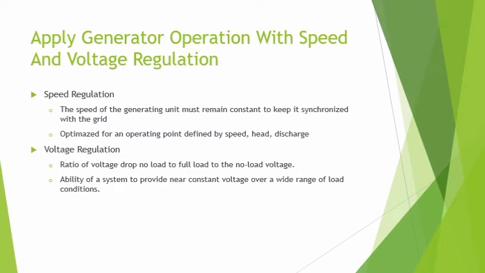Apply generator operation with speed and voltage regulation. In hydroelectric power plants, the speed of the generating unit must remain constant to keep it synchronized with the grid. Usually, hydro turbines are optimized for an operating point defined by speed, head, and discharge. At fixed speed operation, only limited deviation of head and discharge is allowed. In variable speed turbines, the allowable range of variation of hydraulic magnitude is enlarged, giving rise to significant advantages in plant operation.